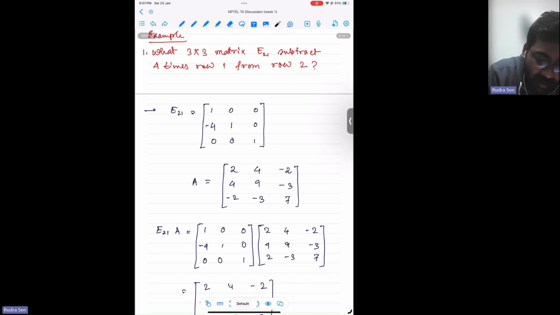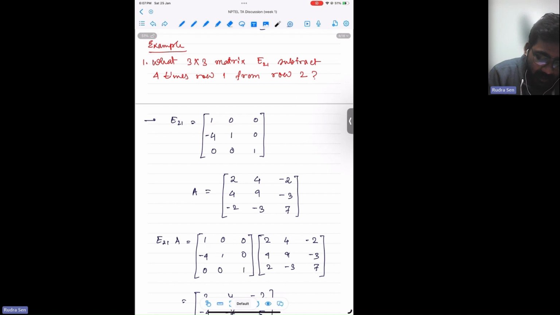We need to subtract 4 times row 1. That means we need to multiply by scalar 4. We need to multiply by the scalar term 4 with row 1 from row 2. Row 2, there is no multiplication. That means we need to multiply by 1 row 2 and we need a subtraction. So minus 4, 1, 0. And there is no change in row 3. So it is 0, 0, 1.